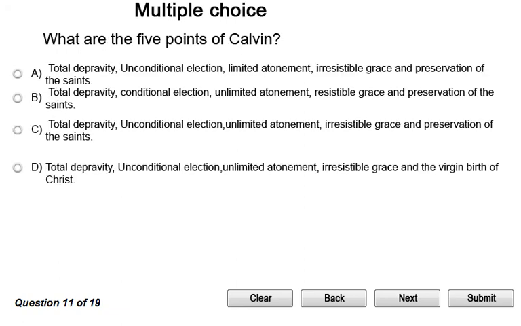What are the 5 points of Calvin? What's the key word to remember? Tulip. If you remember tulip, we have total depravity, unconditional election, limited atonement, irresistible grace, and preservation of the saints.